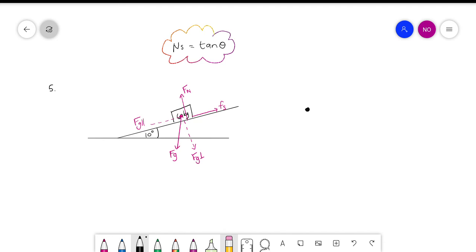Okay, going to draw the free body diagram. Now remember, on the free body diagram, you are either putting in the force or you're putting in the force's components. I'm going to put in the components. Okay, so we have FG perpendicular, and in the opposite direction, we have the normal force.